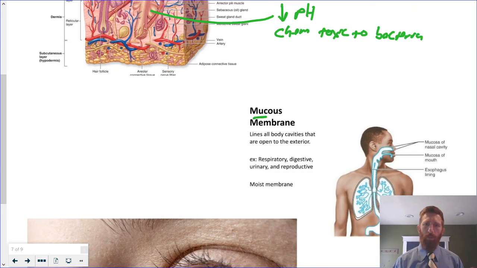Next, we have our mucous membranes, right? You guys remember that these line all body cavities that are open to the exterior. By the way, these diagrams are straight out of your book. The examples they give are the respiratory, digestive, urinary, and reproductive tracts. So a couple different things going on here. The mucus, in the mouth and nose and throat and lungs, is a sticky substance that traps foreign invaders.